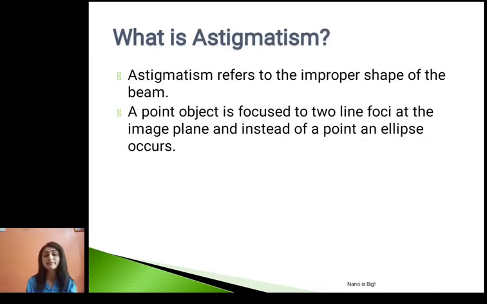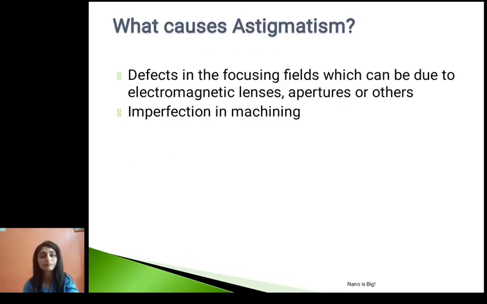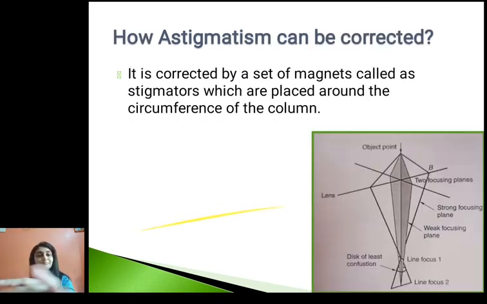Next is astigmatism. So, what is astigmatism? Astigmatism refers to the improper shape of the beam. A point object is focused to two line foci at the image plane instead of a point; an ellipse occurs. What causes astigmatism? Defects in the focusing fields, which can be due to electromagnetic lenses, apertures, or others, and imperfection in machining. All these are the parameters which cause astigmatism.